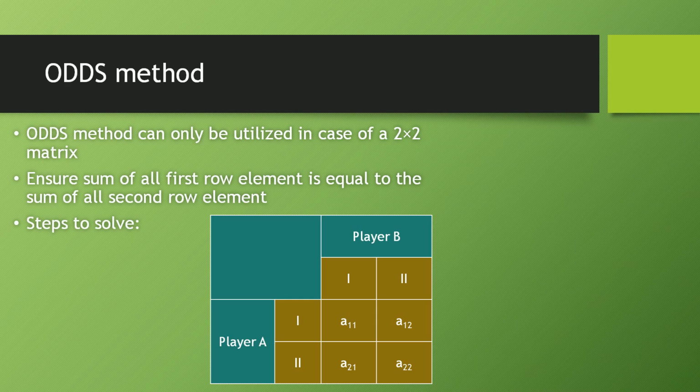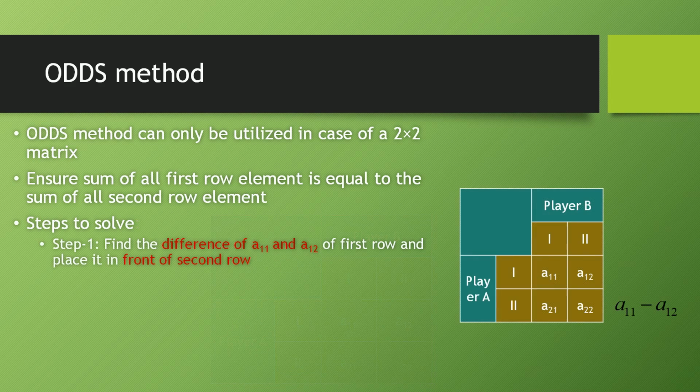So while solving a question using odds method, you have to ensure that the sum of all first row elements is equal to the sum of all second row elements. That means A11 plus A12 should be equal to A21 plus A22. Now the steps to solve the question using odds method. Step 1. Find the difference of A11 and A12 of the first row and place it in front of the second row. You can see here the difference of A11 and A12 is placed in front of the second row.